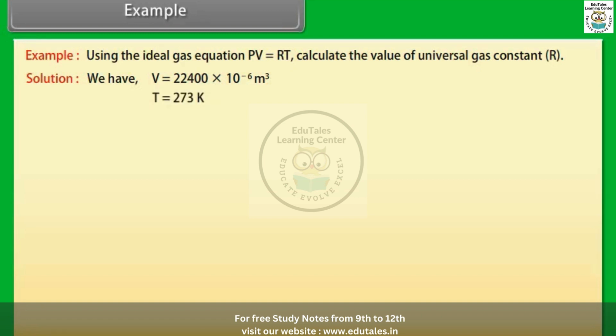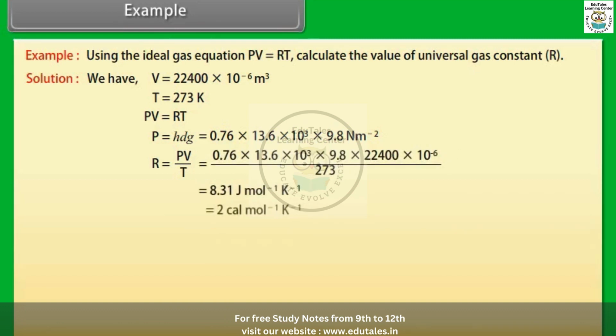T is equal to 273 Kelvin. PV is equal to RT. P is equal to hdg. Now, we calculate the value of R by putting the values. R is equal to PV by T is equal to 2 calorie per mole per Kelvin.